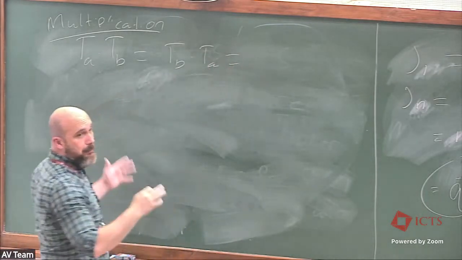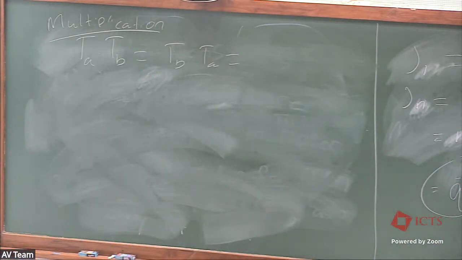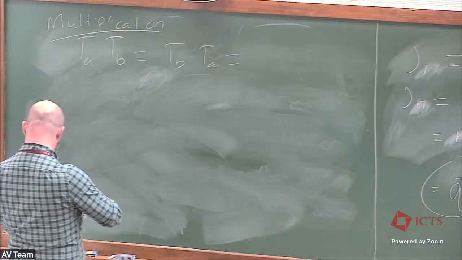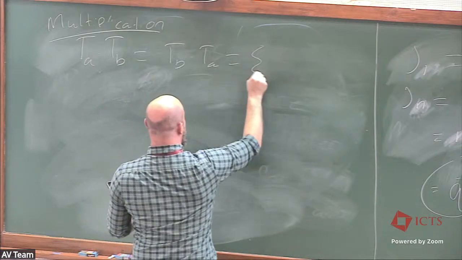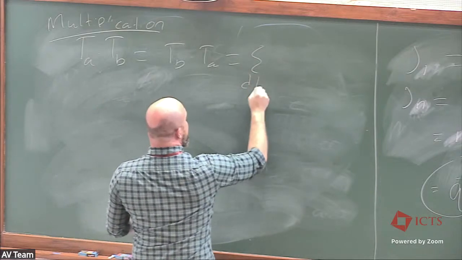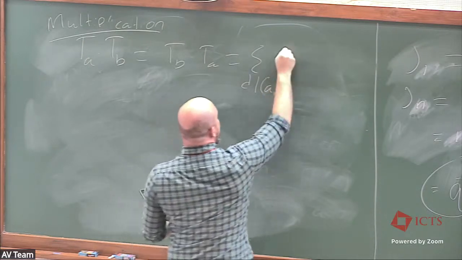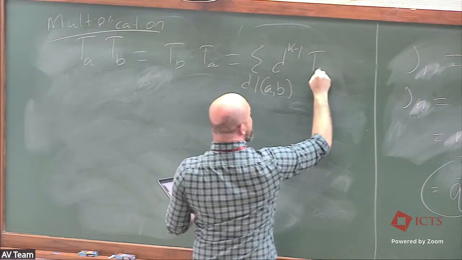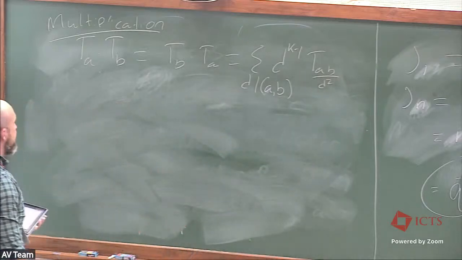However, if I try to bring them together, it gets a little bit more complicated. And I should look at my notes here, or I will make a mistake. But yeah, so this is going to equal the sum of d dividing, again, the GCD of A and B, d to the k minus 1, T_{AB/d^2}. Okay.